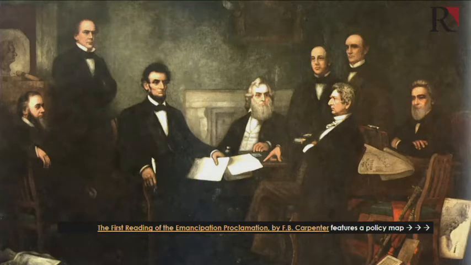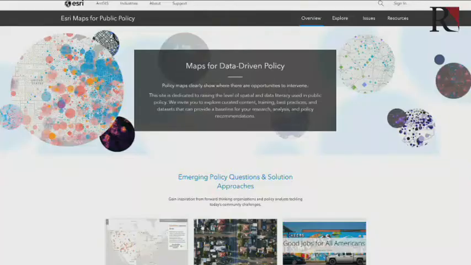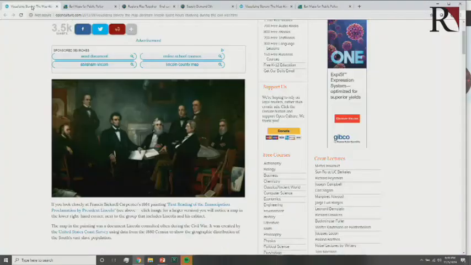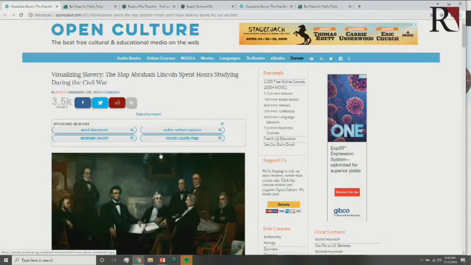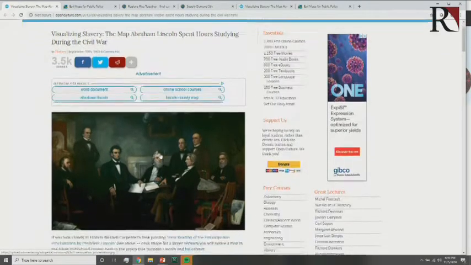This is a painting. I love this painting because see in the lower right corner here, there's a policy map. And I didn't realize the significance of this till I read the article. A link in here is available, where you can check out this article. I believe I have it here. There we go. Visualizing slavery, the map Abraham Lincoln spent hours studying.